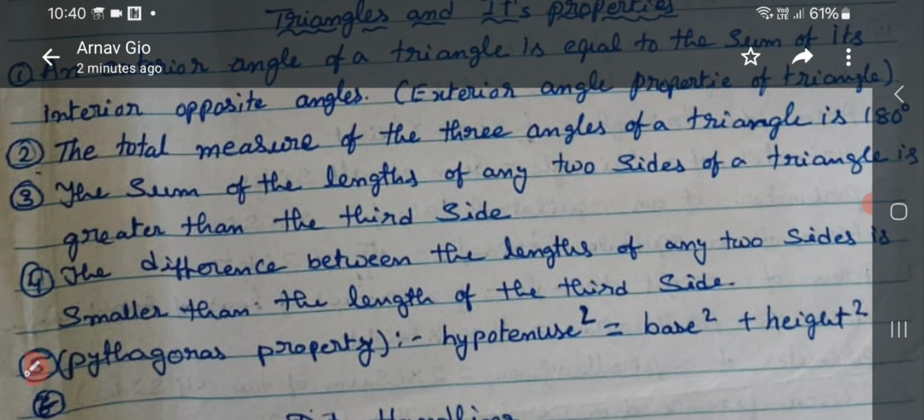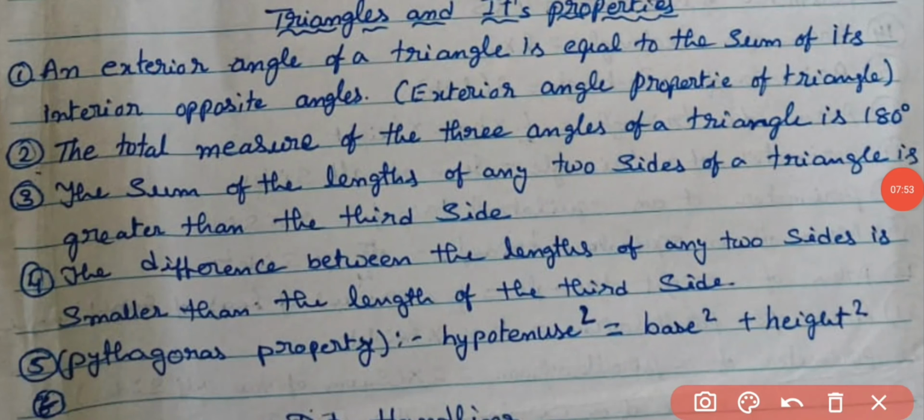So the properties of a triangle are: an exterior angle of a triangle is equal to the sum of its interior opposite angles. This is the exterior angle property of a triangle. It says that if you have a triangle with two interior angles x and y and one extended side, then the exterior angle would be x plus y.